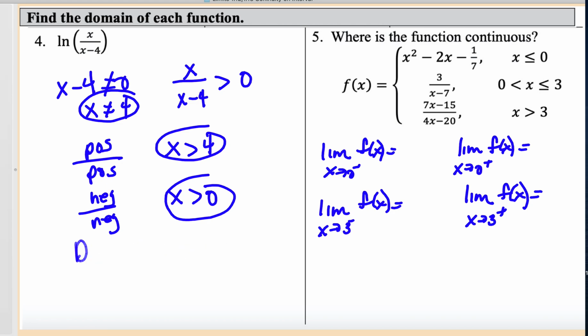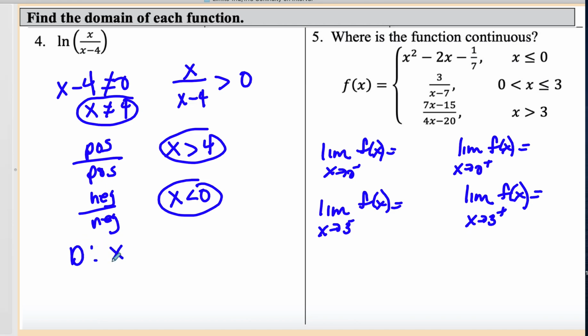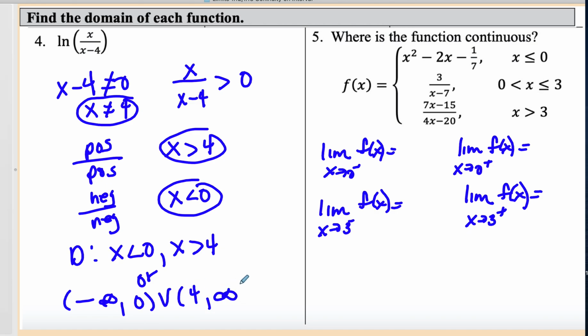In order for me to have a negative, x will have to be less than 0, because when it's less than 0, this will be a negative, and this will be a negative. So this is the requirement. This requirement, this one, and this one. So our domain is x is less than 0, and x is greater than 4. We don't have to put the not equal to 4 because this already says that. Or we're going to go from -∞ to 0 union 4 to infinity. So there's a gap here where there's some x values that we cannot have.